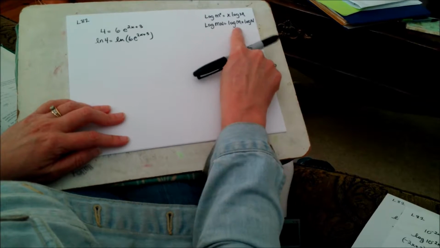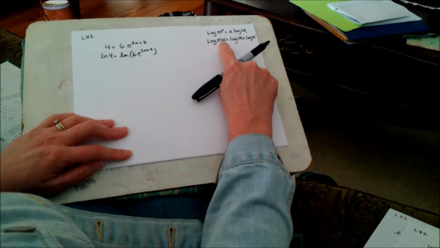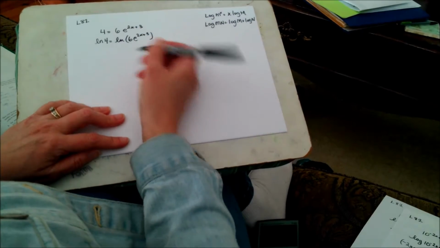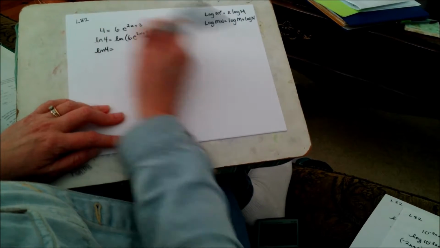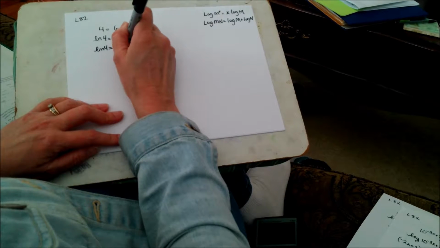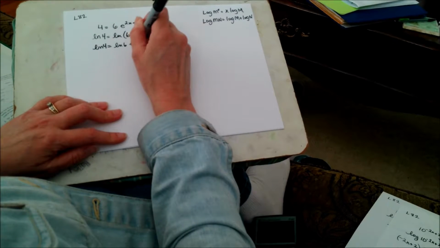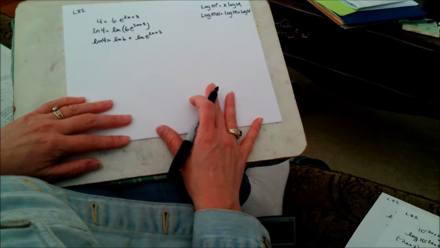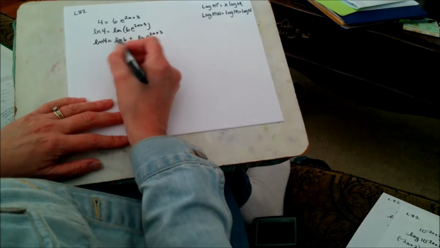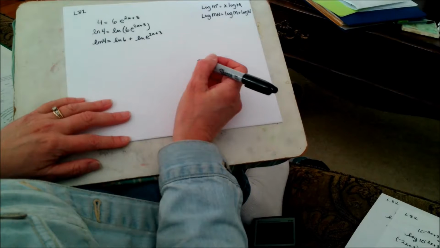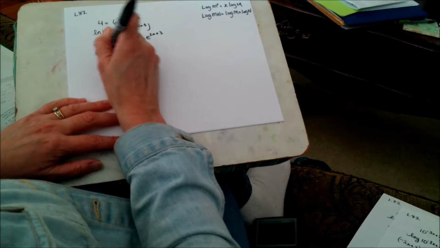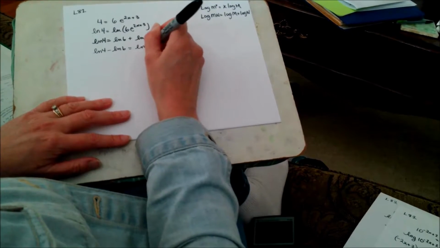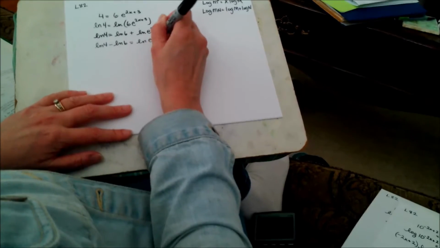Here is where this second rule is going to come in. If I'm taking the logarithm of a product, I can take the logarithm of each factor and add it together. So I'm going to have the natural log of 4 is equal to the natural log of 6 plus the natural log of e to the 2x plus 3. This is just a value, so we're going to move it to the other side. So we're going to have the natural log of 4 minus the natural log of 6 is equal to the natural log of e to the 2x plus 3.